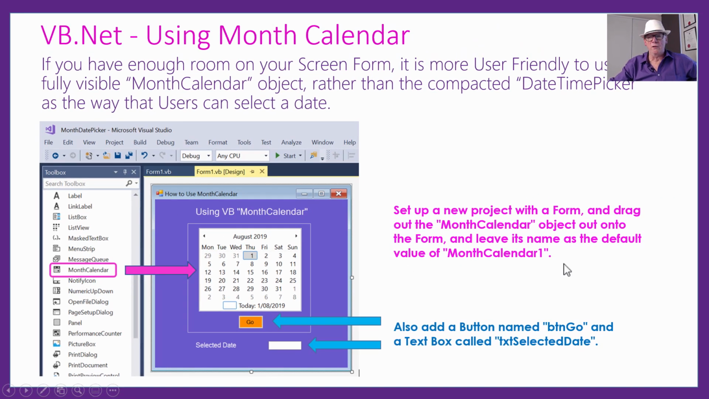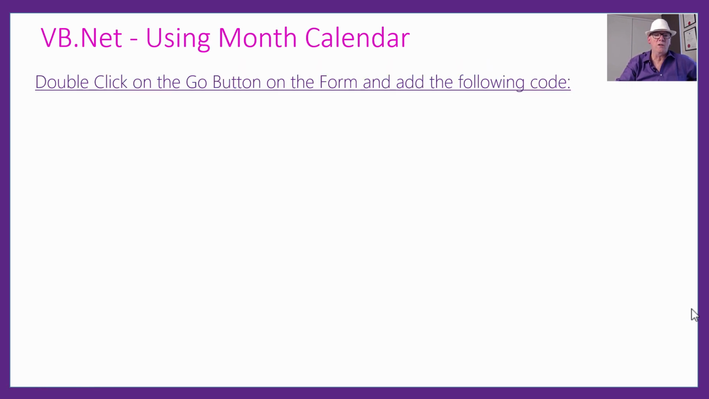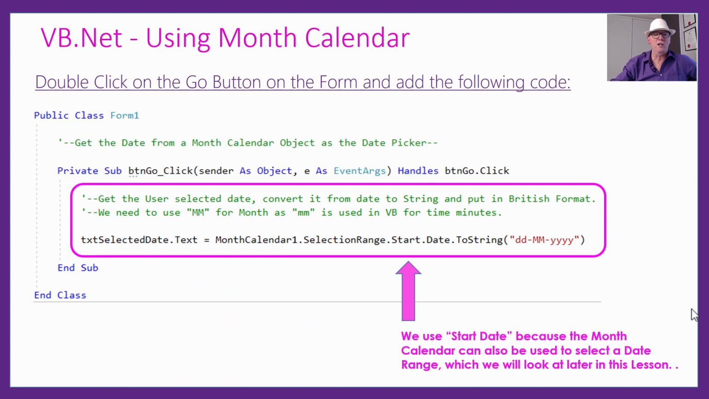We're just leaving it with its default name, by the way, of MonthCalendar1. Also add a button here, so you need to do this. You've got a button, which is called btnGo, and we've got a text box, which we're just going to put the selected date in after they click the Go button, and that's going to be called txtSelectedDate. So use those exact same names because then it'll match up properly with the program code which we're going to use. So double click on that Go button, and the code you need to add is quite simple.